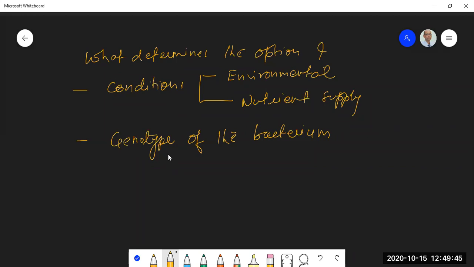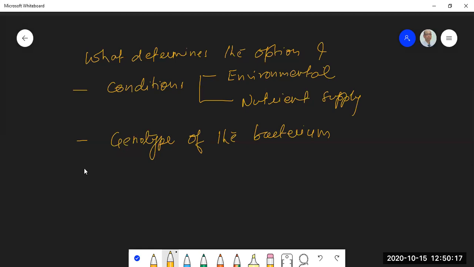whether the bacteriophage will opt for a lytic pathway or a lysogenic pathway. When conditions are tough, when environmental conditions are harsh, when nutrient supply is not very good, then you can think logically that there is no point producing more progeny particles. It is better to remain in the host and replicate along with it. It can remain in the host for generations.